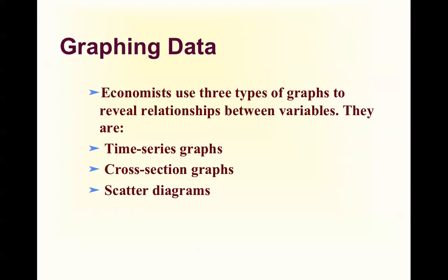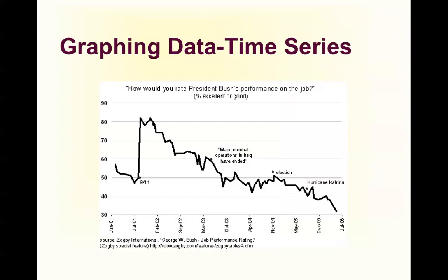Now we look at graphs to show models, and specifically we want to see relationships between variables. There are three basic types of models that we look at: one being the time series graph, two being cross-sectional, and three being scatter diagram. I'm going to show you an example of each right now. First of all, the time series. Time series is one variable that changes throughout time.